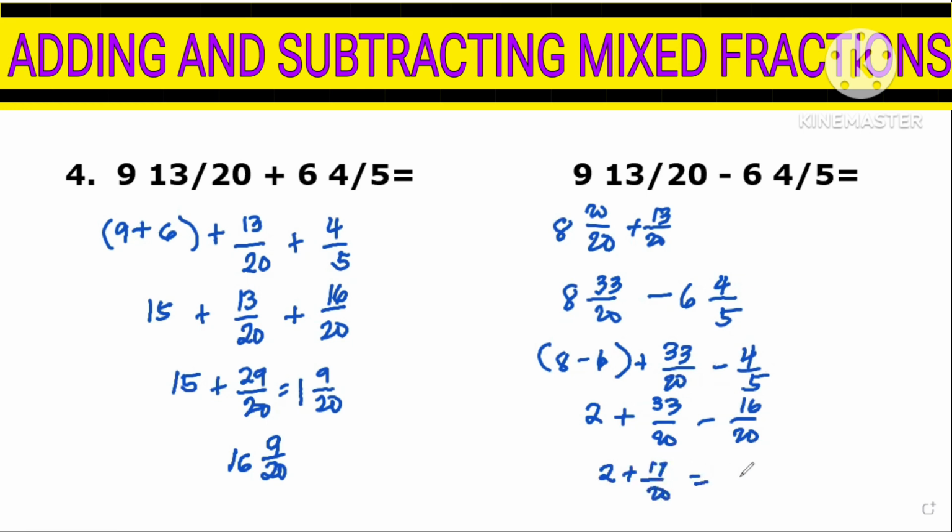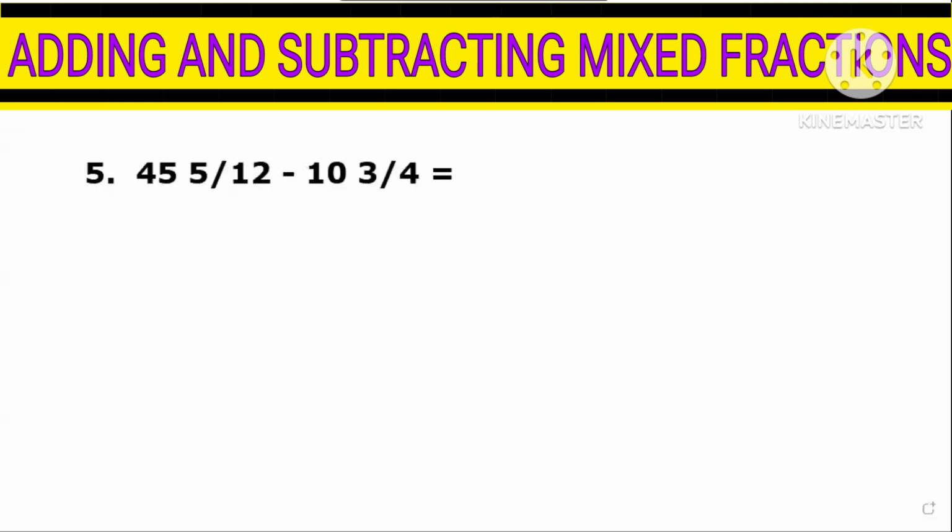So what is the final answer? 2 and 17 over 20. And that's it. Okay, by this time I think you have seen that in adding mixed fractions we have no problem, no? We have a problem in subtraction, especially if regrouping is needed. By the way, regrouping is what we call it when you borrow 1 from the whole number to give to the fraction of the minuend so that the fraction of the subtrahend can be subtracted.